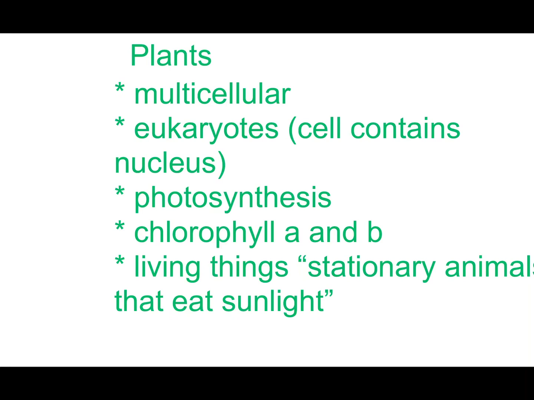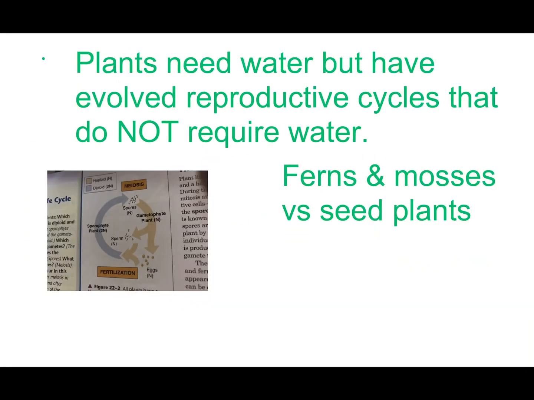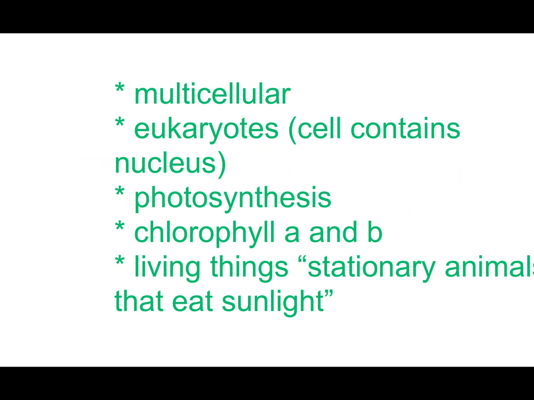Here are some things we need to know about plants. They are multicellular, unlike most plant-like protists. They are eukaryotes. Their cells contain a nucleus. They perform photosynthesis, and they are green. They have the pigments chlorophyll A and chlorophyll B. Okay? One of the botanists in your book referred to them as stationary animals that eat sunlight. So that's an interesting way of looking at it.